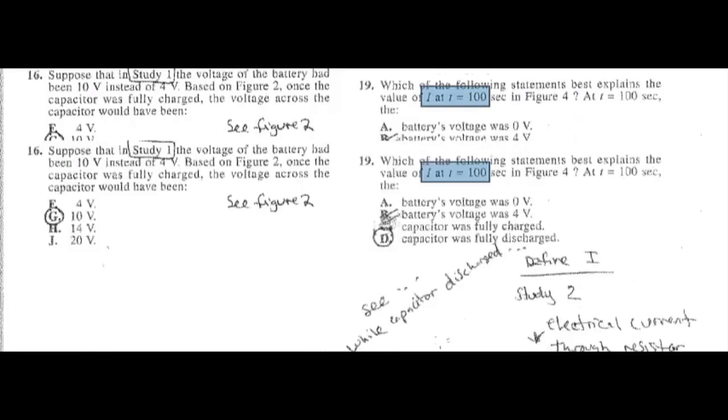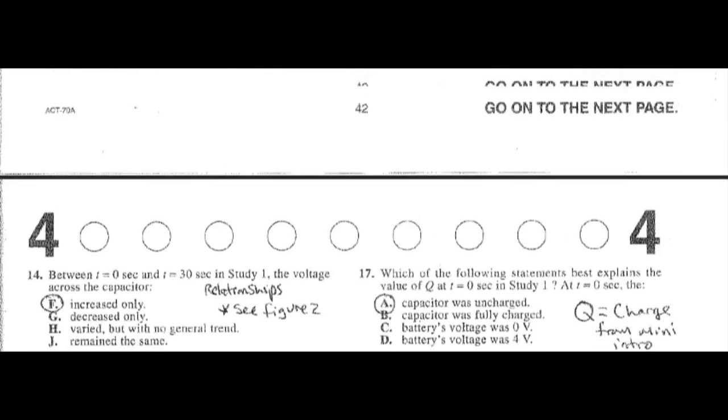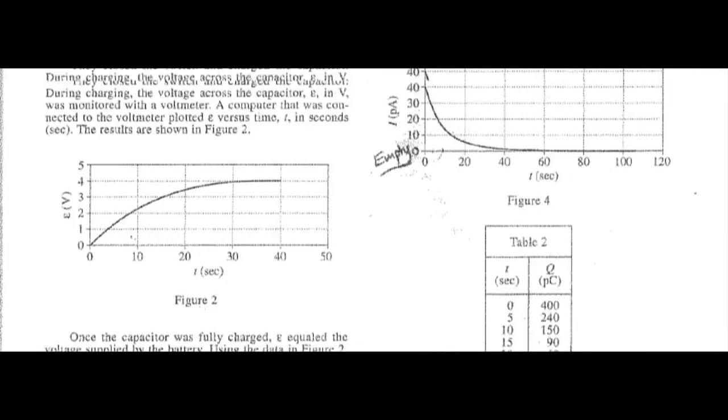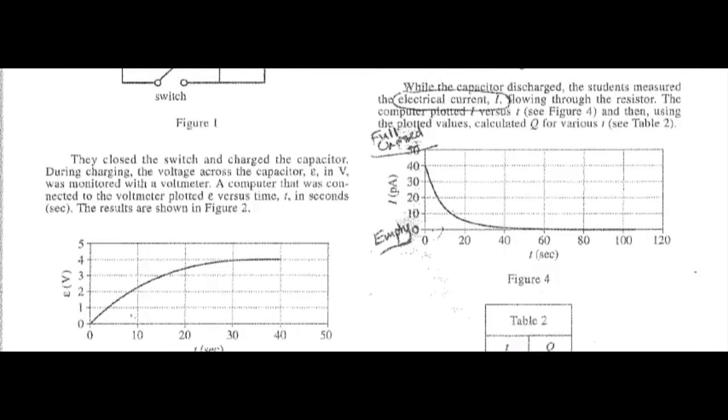Let's go back to Figure 4. In Figure 4 is right here. And let's go ahead and look at the XY axis. X is t seconds. Y is I. And what would the value of our I be at t 100? Here is t here. And it looks like our I value at 100 seconds here is going to be 0.